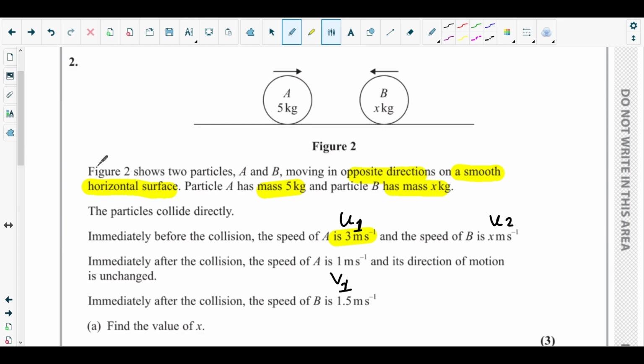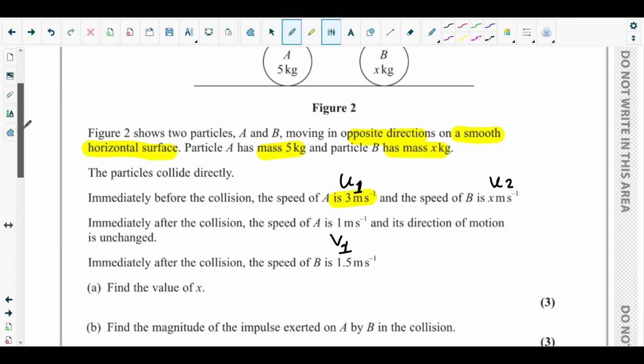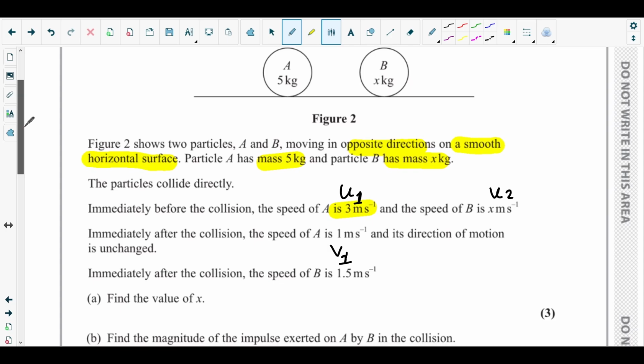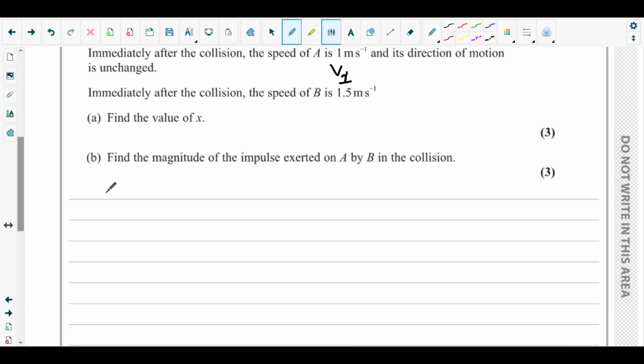So part A asks to find the value of x. We need to find out the value of what? x. So x is basically the mass of particle B. The mass of particle A is known, the speed of particle B after the collision is known, and the speed of A is also known. So what we need to do, you need to have an idea about the conservation of what? Linear momentum, right?